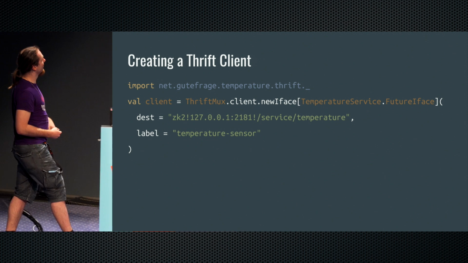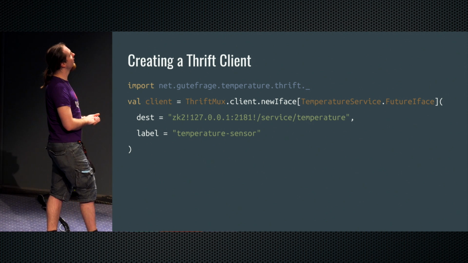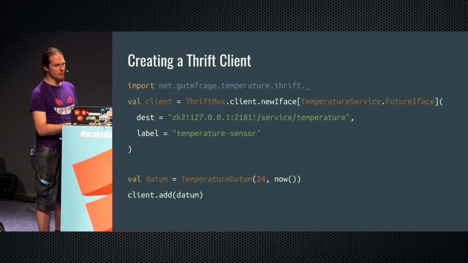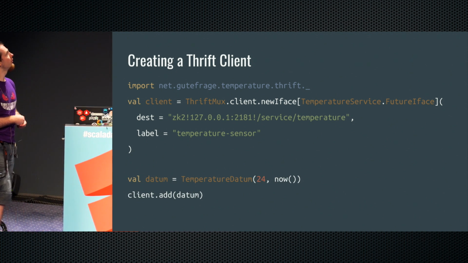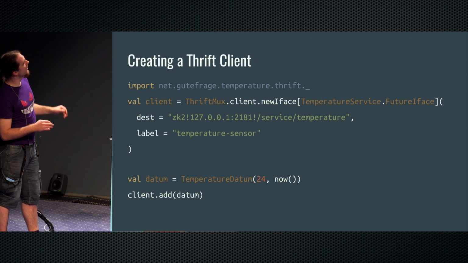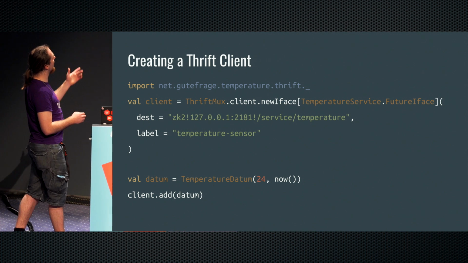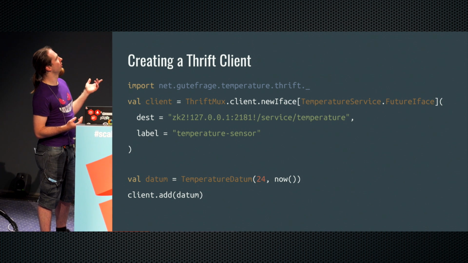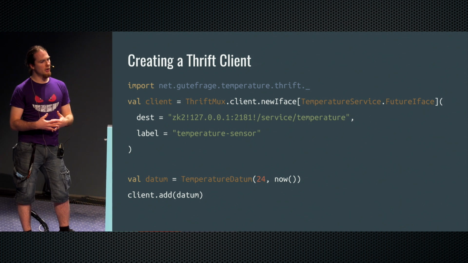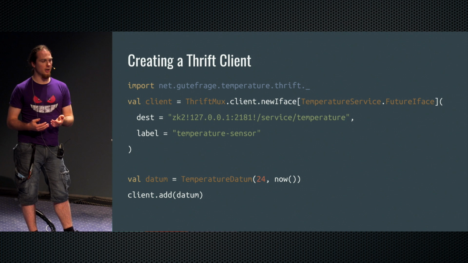And so it's the same again. You have the scheme, bang, and then your address for Zookeeper, and we put in a label for monitoring. And then you have an instance of your client which implements this interface, and you can just call the functions. So on the client, we just call add and add a temperature datum, and that's it. So this is how you connect services. And under the hood, Finagle manages most of the complexity for you.